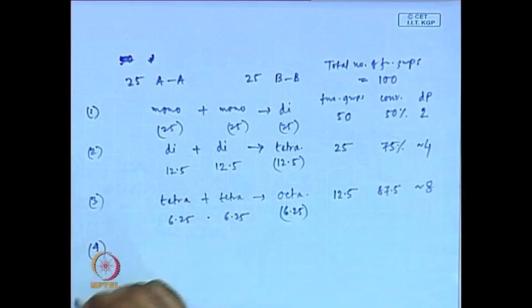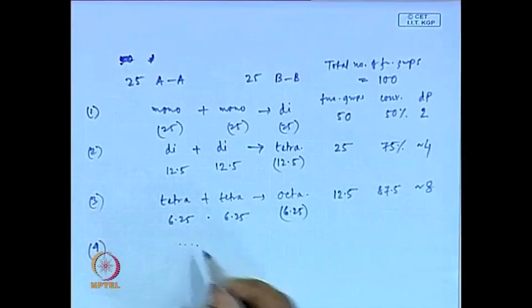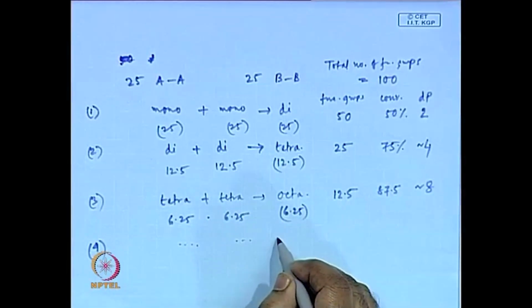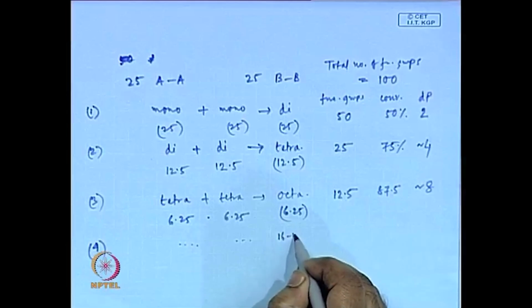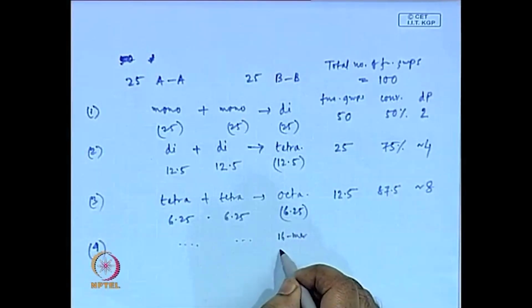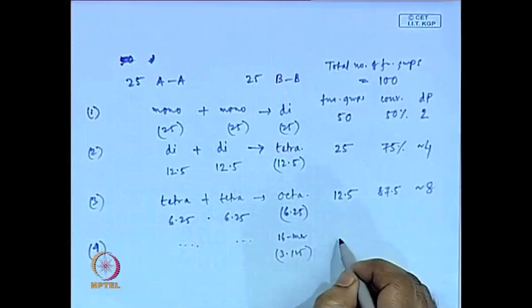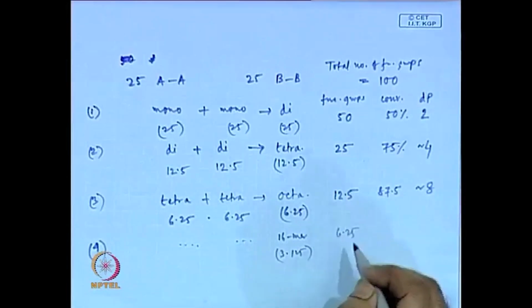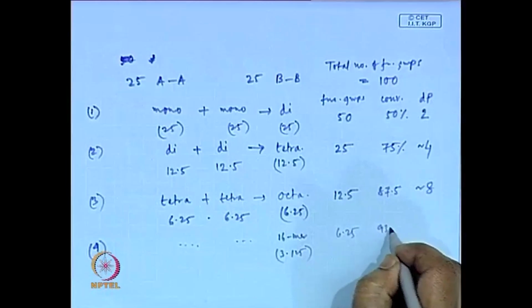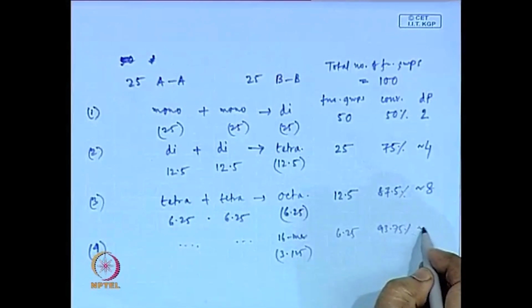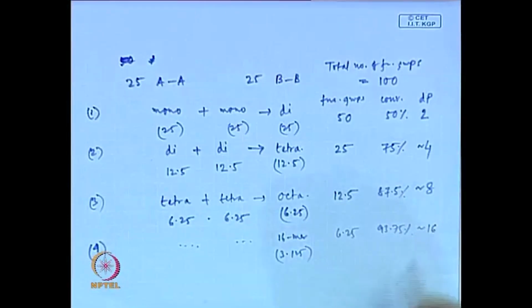Let us take another step where you are taking these octamers reacting with octamers forming this 16-mer, of which will come around 1.5 in number, gives you 6.25 functional group, 93.75 conversion percentage, and degree of polymerization is 16.